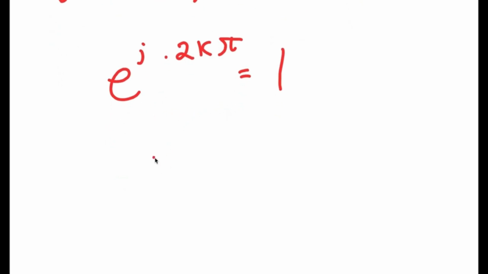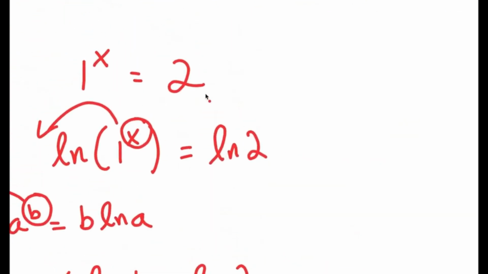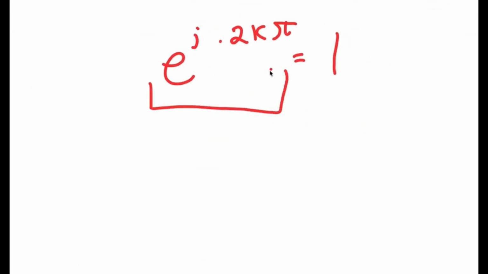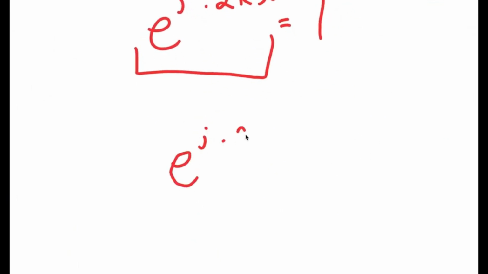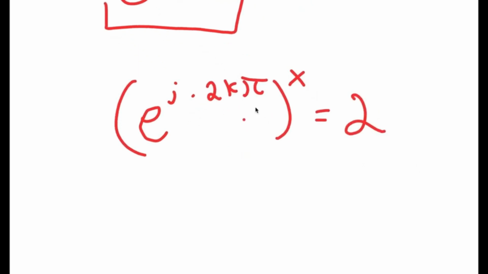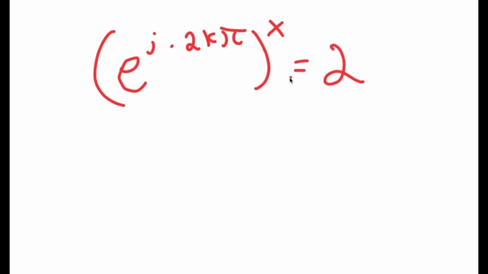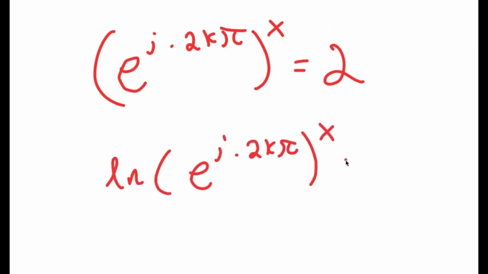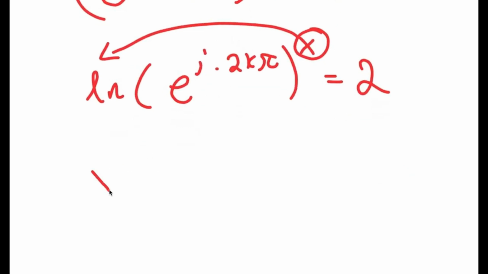Because this is equal to 1, we can remember our first equation, which we started with, 1 to the power of x equals 2. We can substitute in this for 1, meaning I get e to the power of i times 2k pi, to the power of x, is equal to 2. So just think of this as 1. So I have basically 1 to the power of x equals 2. And now, with this, I'm going to take the ln, or natural log, on both sides. So I have ln of e to the power of i times 2k pi, to the power of x, is equal to 2. So I'm going to now bring this x down using a property of natural logarithms.